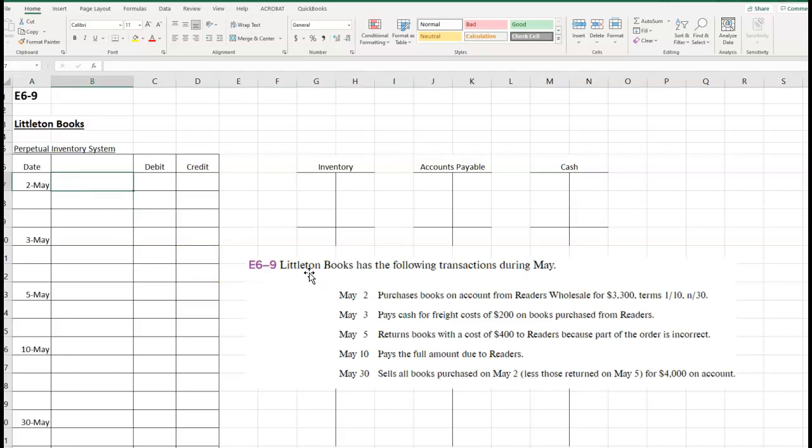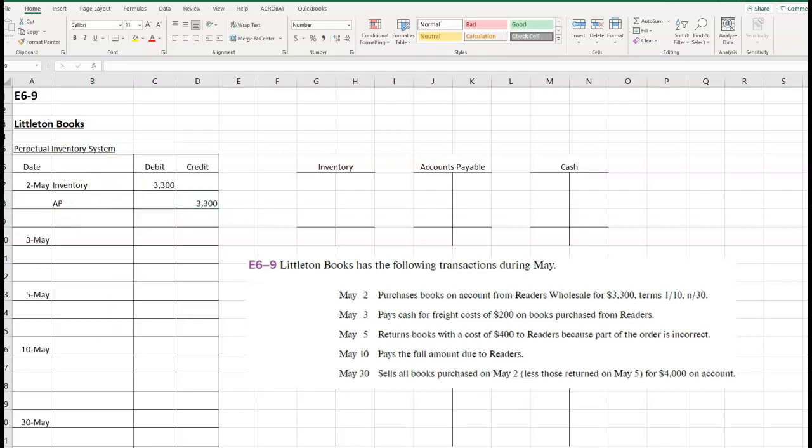So they purchased books on account from Readers Wholesale. They owe $3,300. Their terms are 1/10, net 30. Remember that from the previous chapter. I told you we'd be using it again. If they purchased books on account, that means they got books, right? They're going to resell them, so they're going into inventory at $3,300. And they still owe Readers Wholesale, so we're going to credit accounts payable for $3,300.